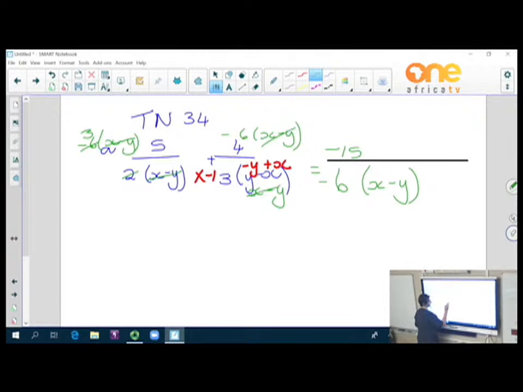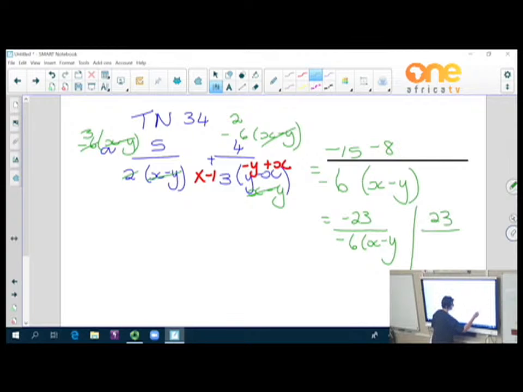The negative 3 divides into the negative 6 twice. And then I have to multiply it with a 4 then there. So that is then negative 8. So this is then negative 23 over negative 6 x minus y, and I can just remove that negative there. So it's 23 over 6 x minus y.